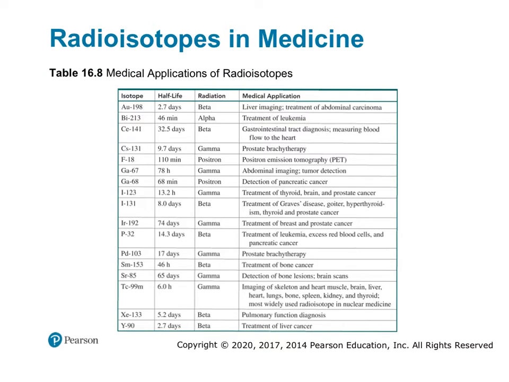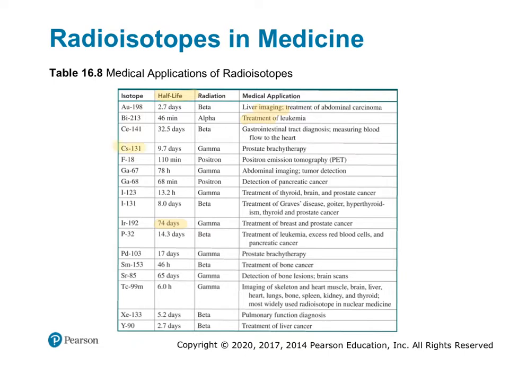Here we have a chart showing some different radioisotopes and how they are used in medical applications. Note that the half-lives of all of these different isotopes vary from minutes up to 17. The highest here is 74 days, but all of them have fairly short half-lives, so there are no long-term effects of the radiation. Some are used for imaging, and some are used for treatment of different types of cancer.